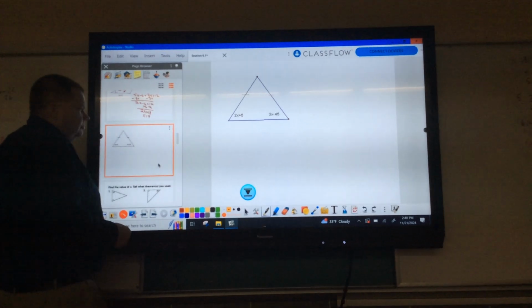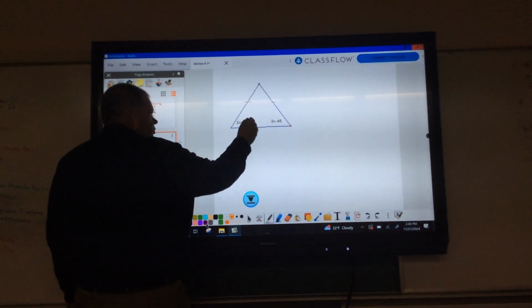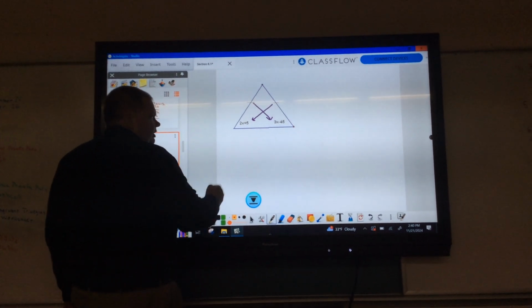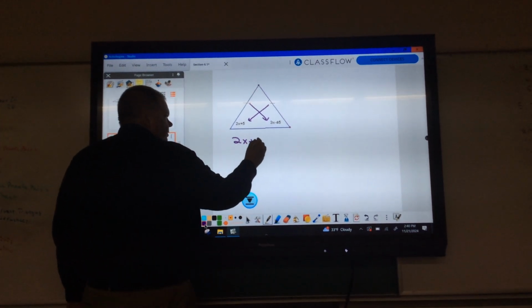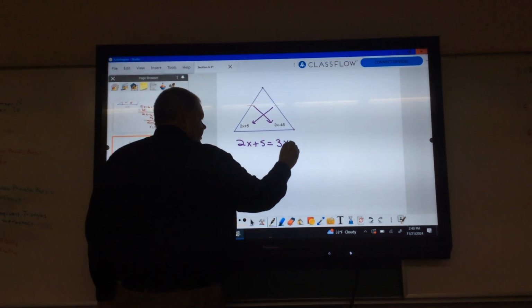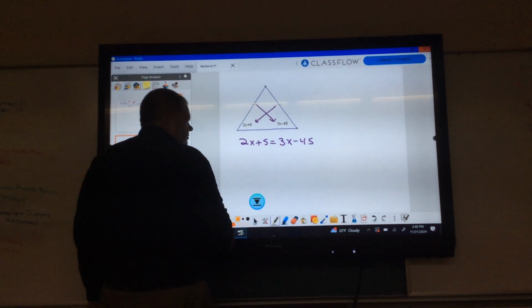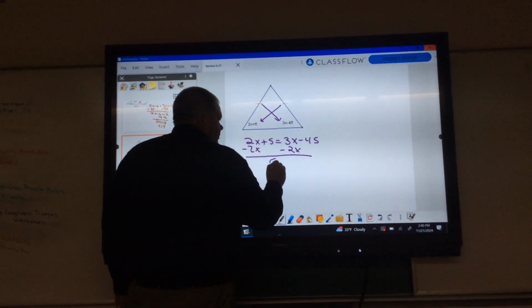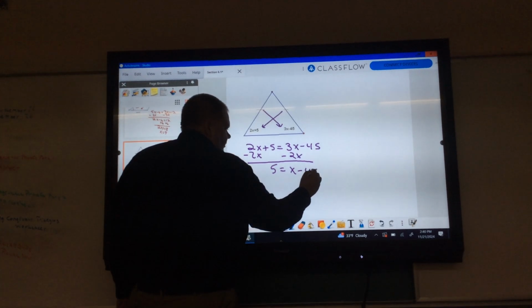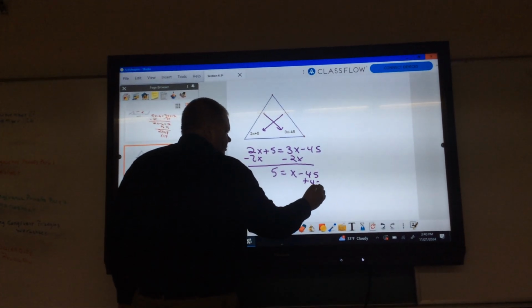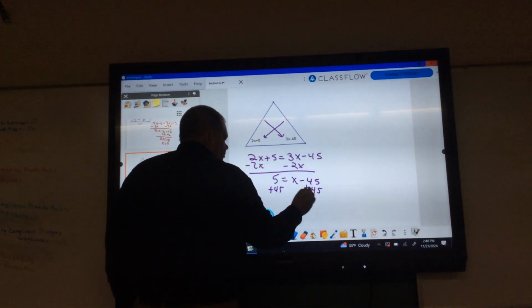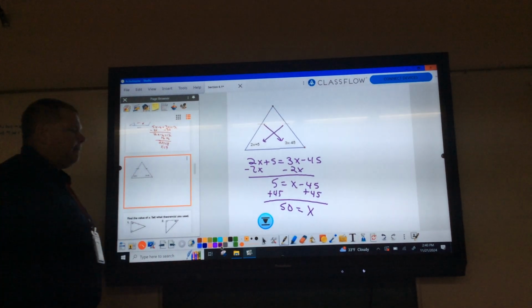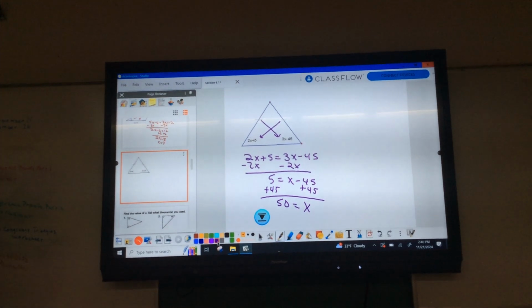Now on this one, we have two sides that are equal. So that means that those two angles down here are going to be the same. So 2x plus 5 is going to equal 3x minus 45. We'll subtract our 2x from both sides. So 5 equals x minus 45. We'll add the 45 back. So x is 50. Okay, again, equal sides create equal angles.